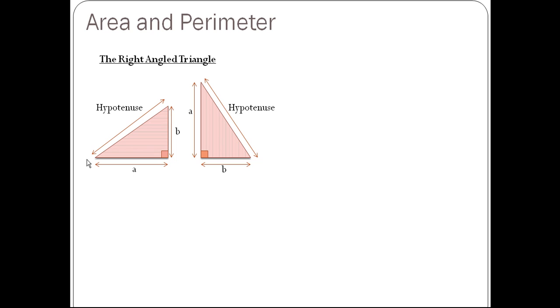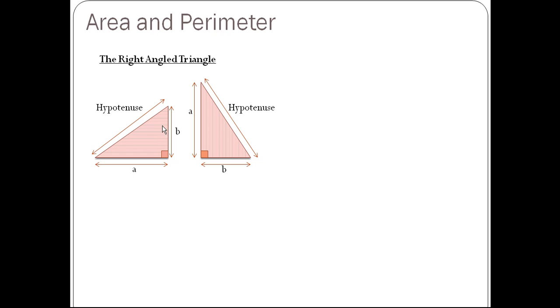It is the longest side of a right-angled triangle. This is always true for every right-angled triangle. So the opposite side to this right angle, this is the hypotenuse. And I label the other two sides A and B.